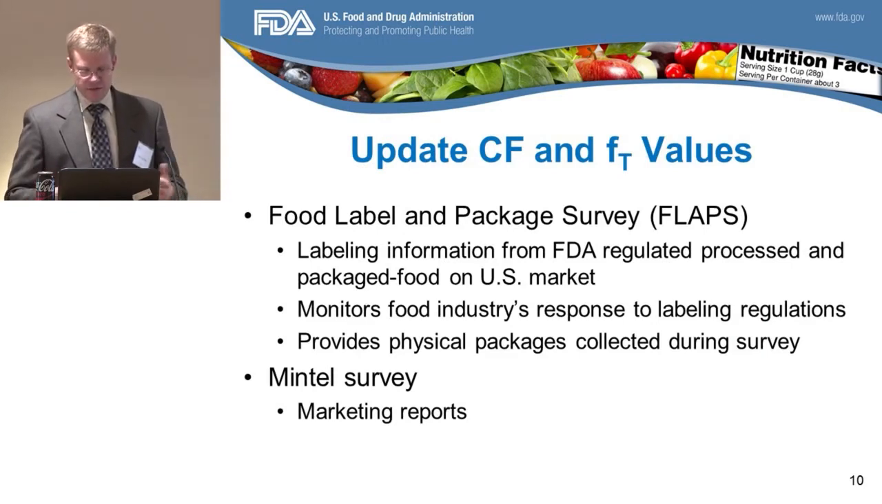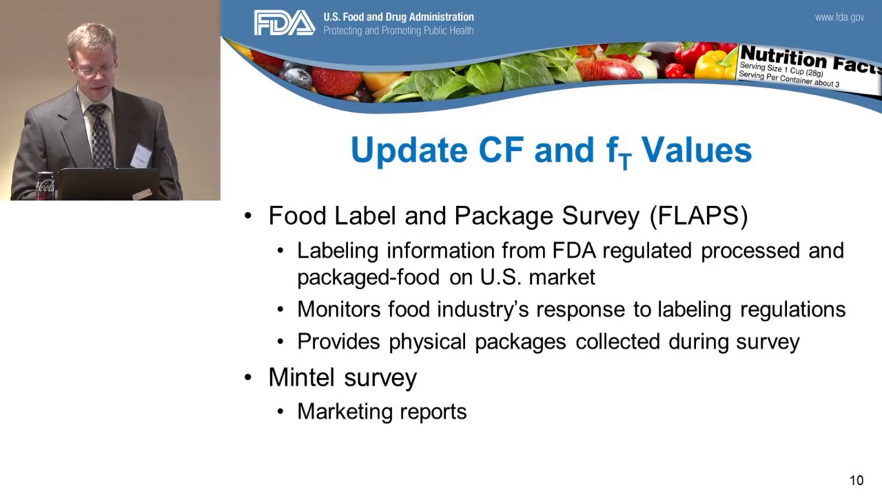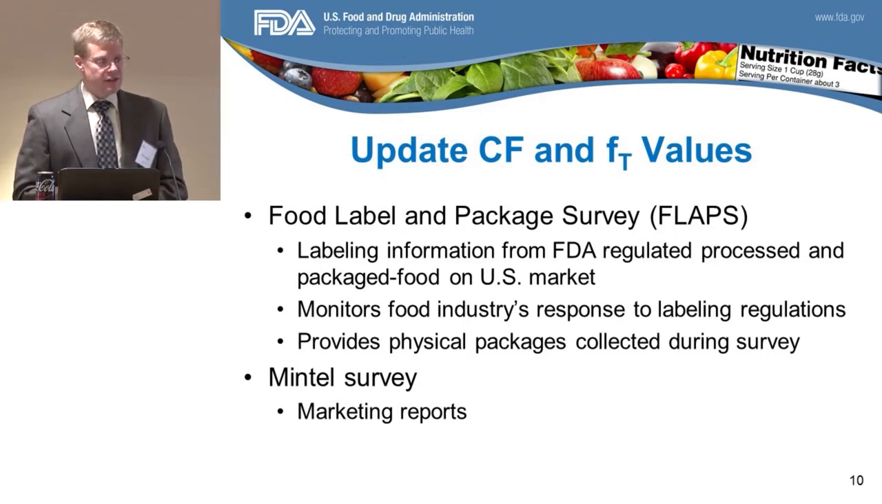Because we're seeing a shift in some of the different types of materials coming into our office, we have to look at our consumption factors and food type distribution factors. We actually had 3 interns in our office. They were looking at the Food Label and Packaging Survey, or the FLAP survey, which collects labeling information on FDA-regulated processed and packaged foods that are marketed in the United States, and it's really meant to monitor industry's response to labeling regulations. But what's really cool for us is that they actually buy products off the shelf, clean out the insides of them, take whatever data they need, and then ship us the packaging material.